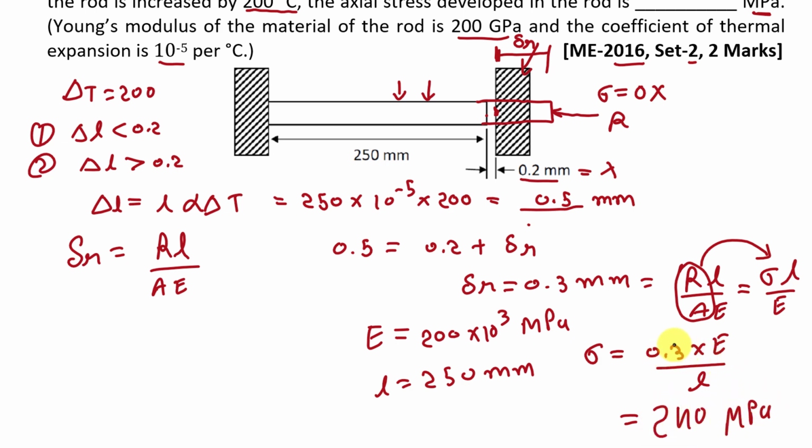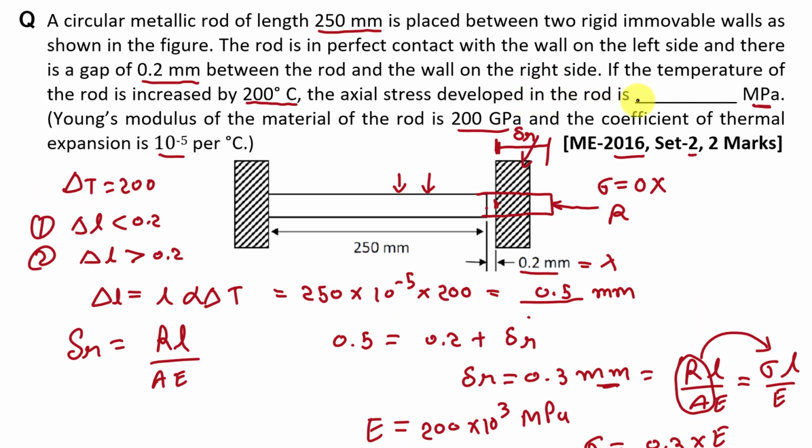Here, unit of this 0.3 is mm, unit of this length is also mm, and unit of this E is megapascal. So finally, we will get this stress in megapascal, right? And here we have to answer that it is 240. So I hope that you understand this question. This question is for 2 marks.